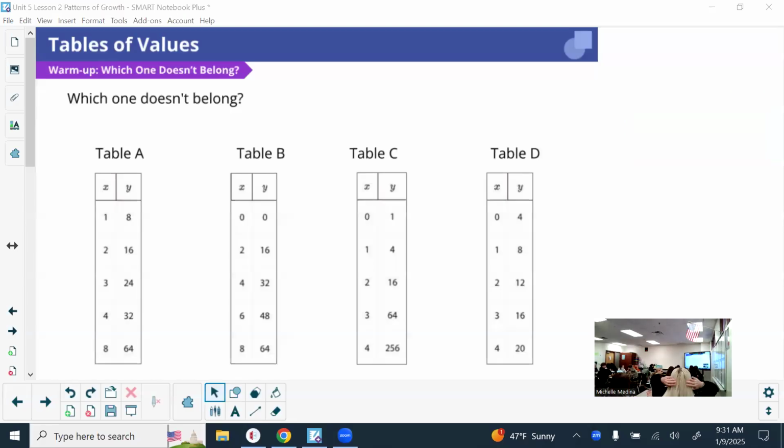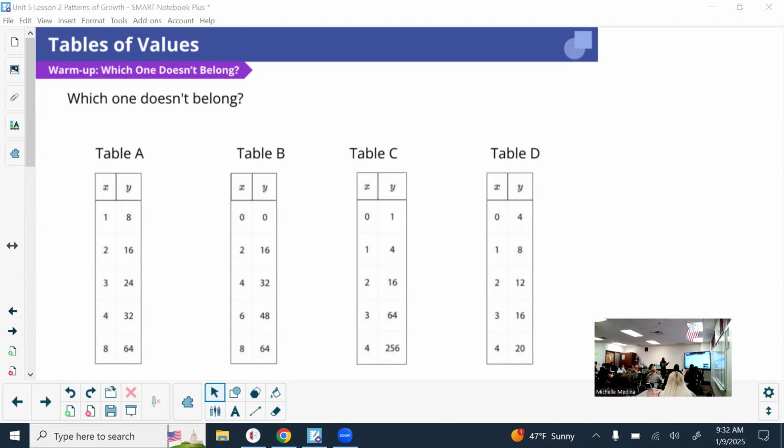Okay, so raise your hand if you chose table A as not belonging. Okay, I don't see anyone. Raise your hand if you chose table B as not belonging. Okay, raise your hand if table C is not belonging. And raise your hand if you chose table D as not belonging. So let's see how good my memory is.